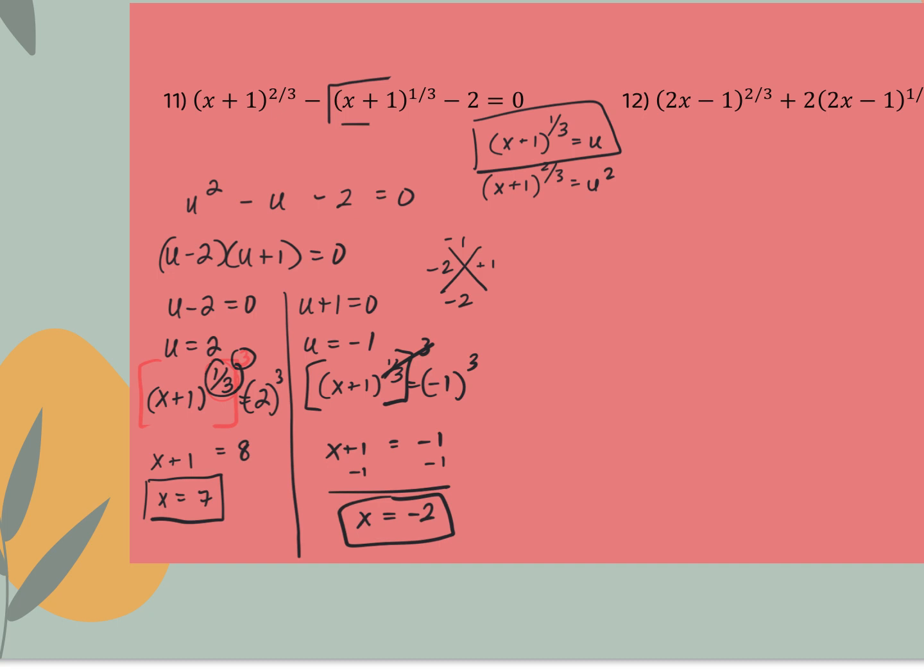Now, again, you can double check yourself and see if it works. Like 7 plus 1 is 8, and 8 to the 2/3 power is the cube root of 8 squared. So the cube root of 8 is 2, and 2 squared is 4.